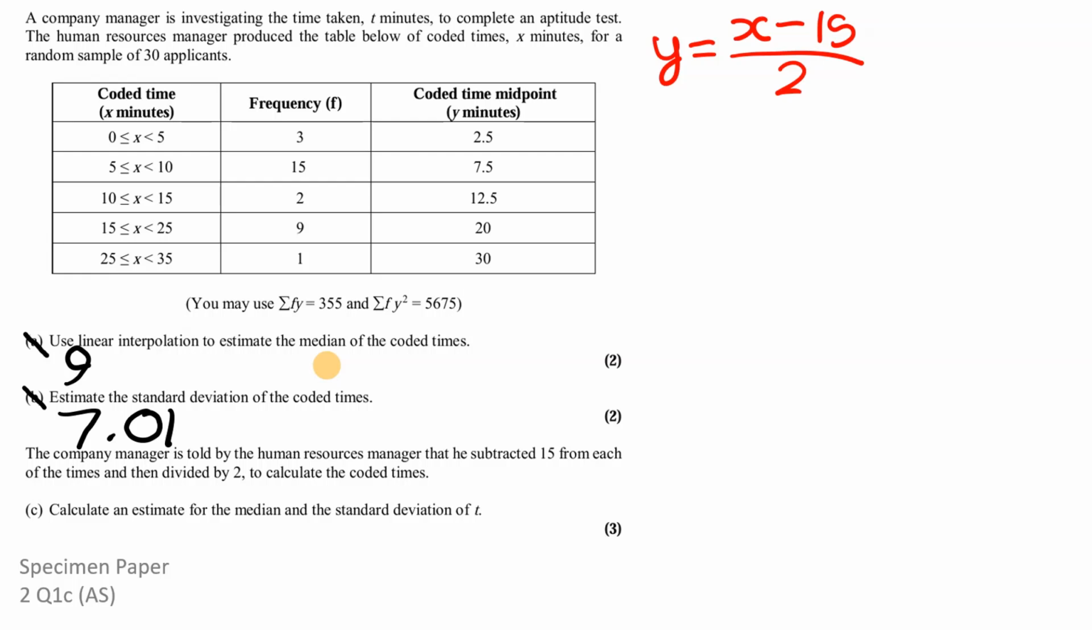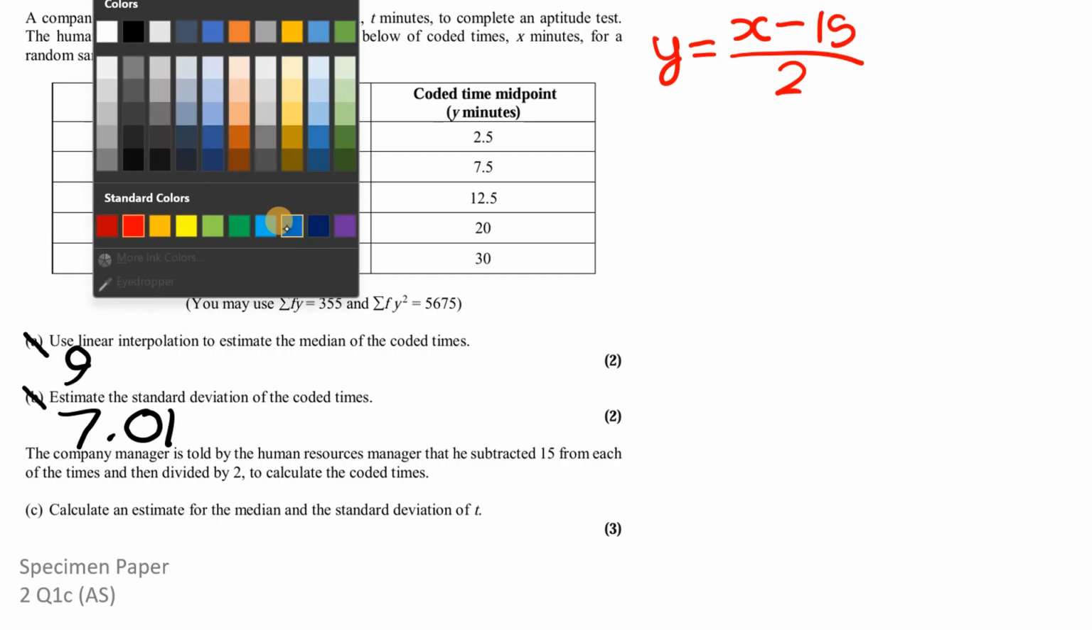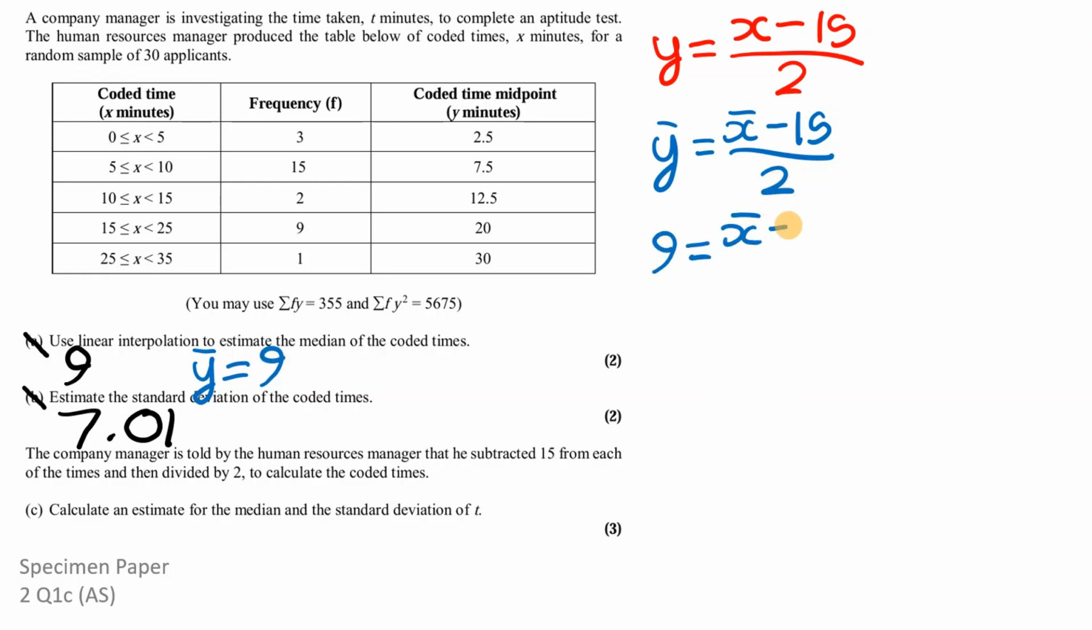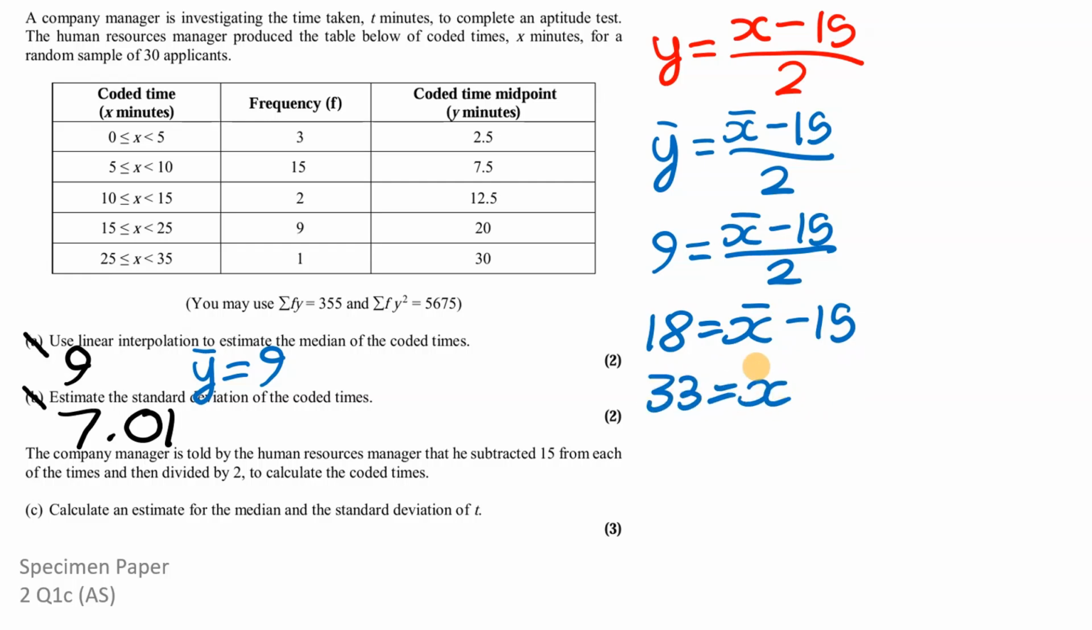As I talked about in this video, the median is affected in the same way as the mean is. So we are told that for the coded times, the median is 9, or in other words, y bar is equal to 9. Now remember, the mean and median are affected by both 2 and 15, so y bar is equal to x bar minus 15 over 2, and y bar is 9, so 9 is equal to x bar minus 15 over 2. Multiply both sides by 2, so we get 18 is equal to x bar minus 15, then add 15 to both sides, so 33 is equal to x bar.